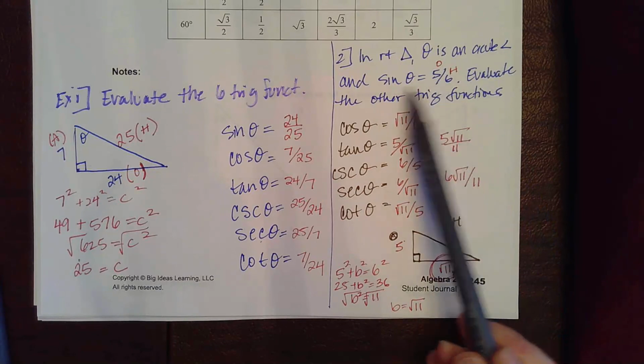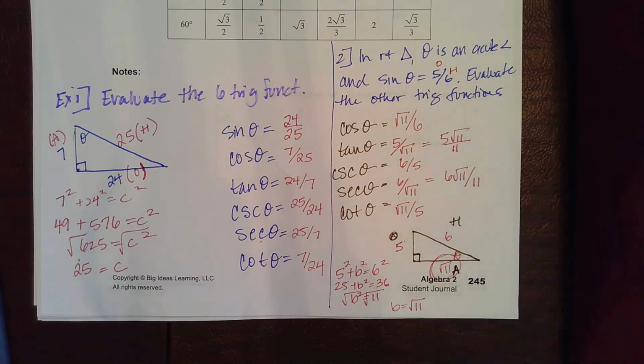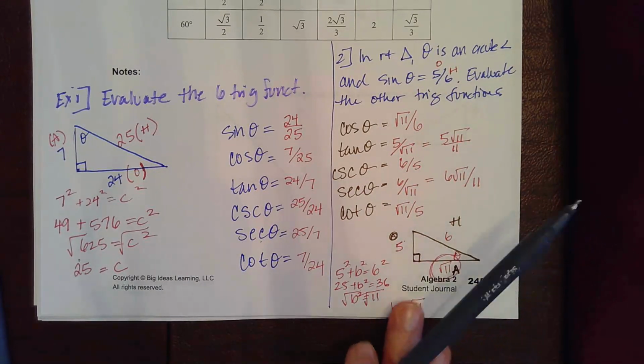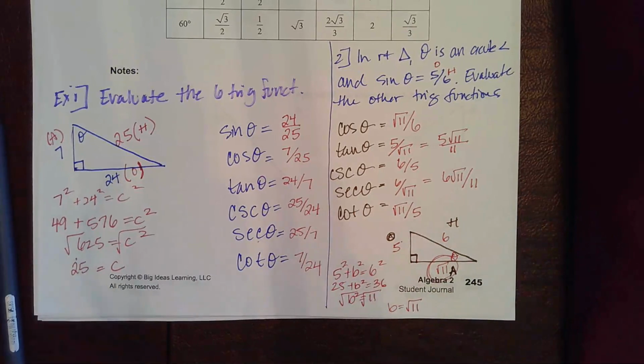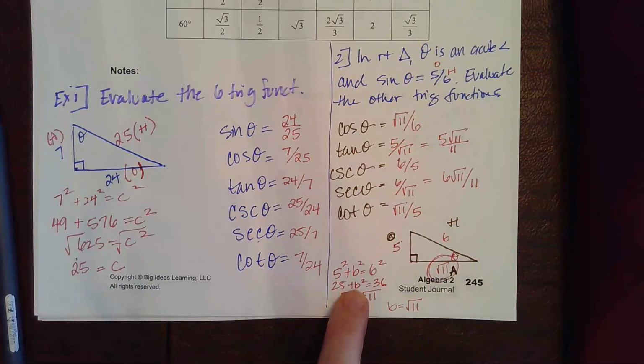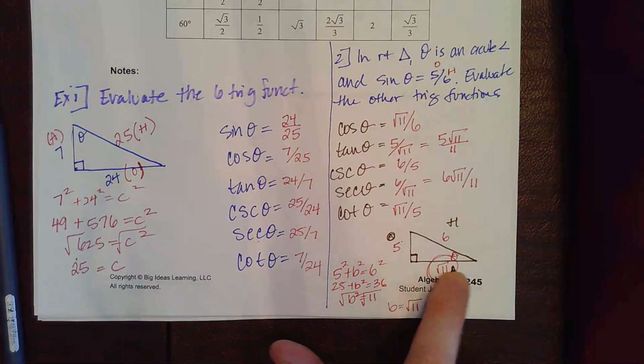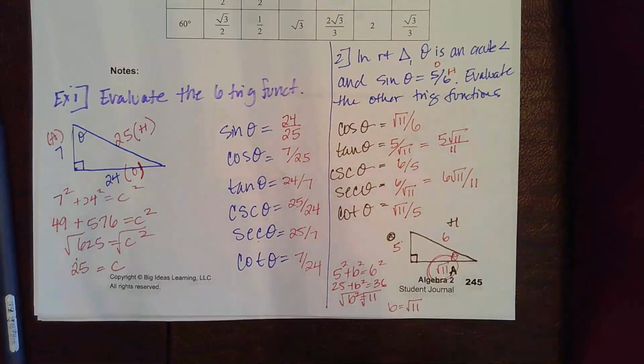And again, I could have given you sine or cosecant or any of the other trig functions, cosine or whatnot. And then you would have used that to build your triangle, use the Pythagorean theorem to fill in the missing side length, and then once you have that, you can write your ratios.